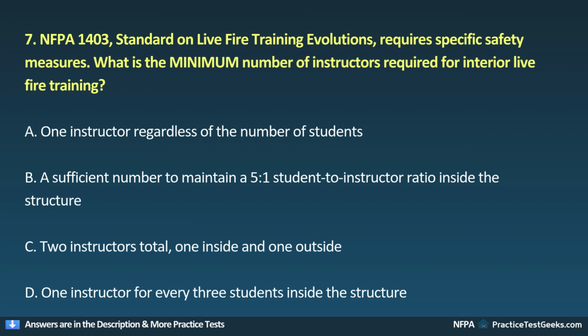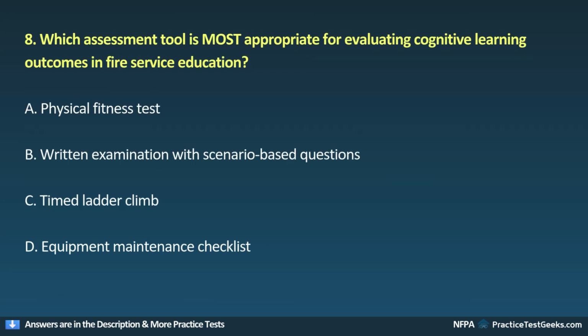7. NFPA 1403, Standard on Live Fire Training Evolutions, requires specific safety measures. What is the minimum number of instructors required for interior live fire training? A. 1 instructor regardless of the number of students. B. A sufficient number to maintain a 5-to-1 student-to-instructor ratio inside the structure. C. 2 instructors total, 1 inside and 1 outside. D. 1 instructor for every 3 students inside the structure.